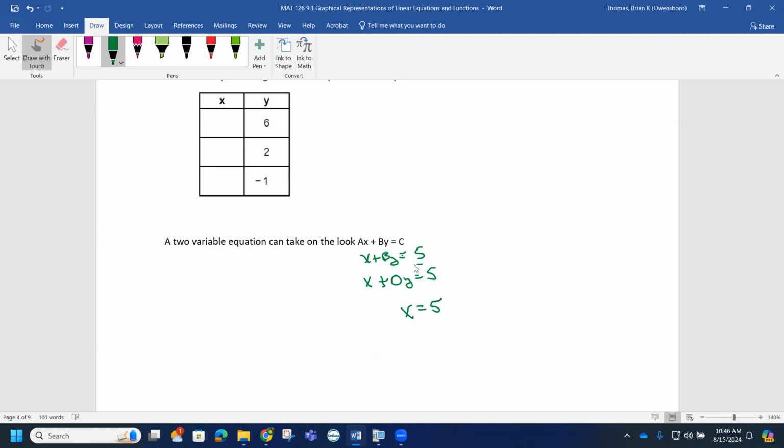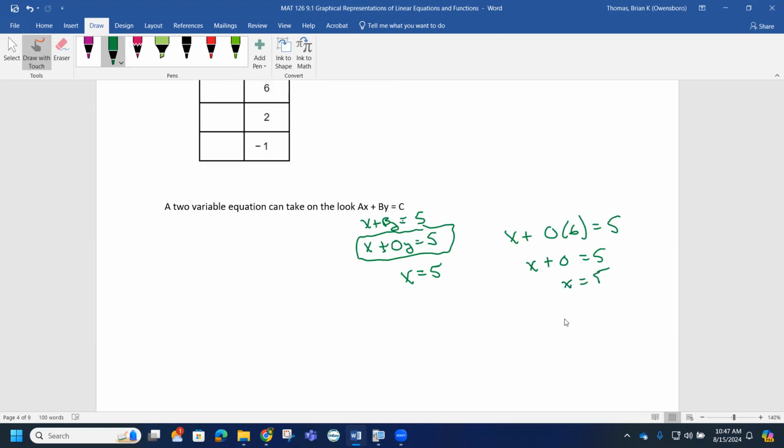So again, you can use this equation if you wanted to. Here, you can substitute the 6 in for y. You would have x plus 0 times 6 equals 5. But what's 0 times 6? Well, that would just be x plus 0 equals 5. So x would equal 5. Again, you could substitute. So 5 would be the answer for x.